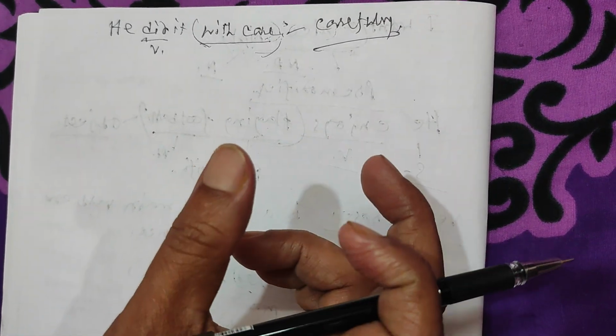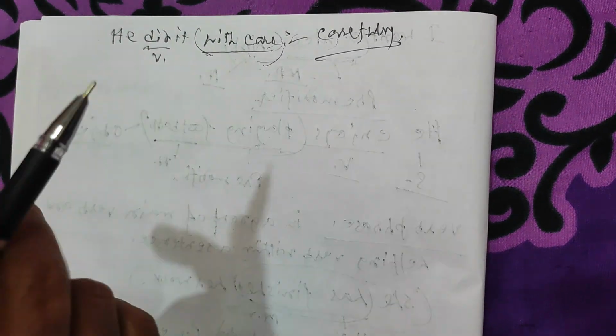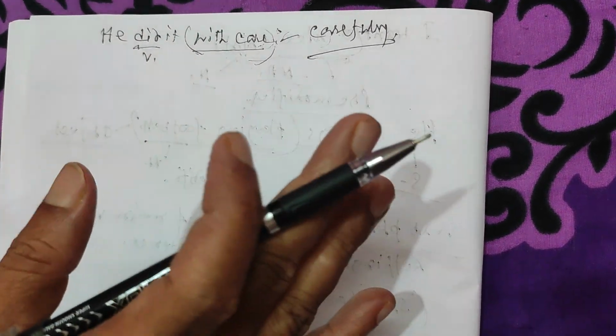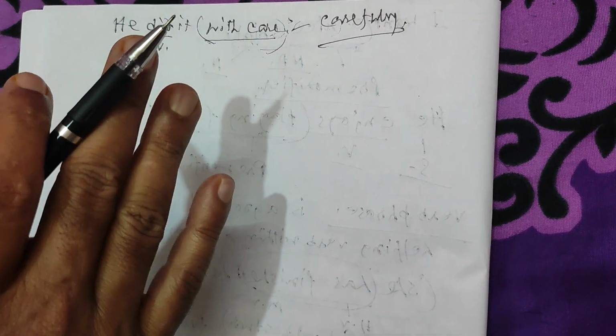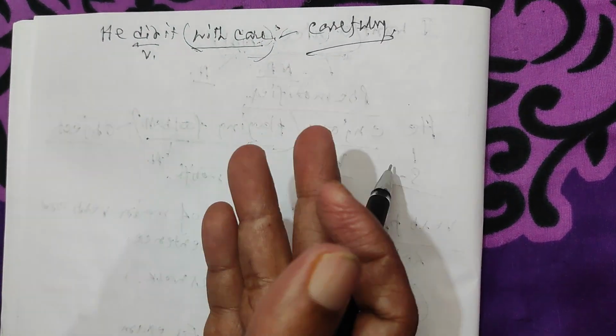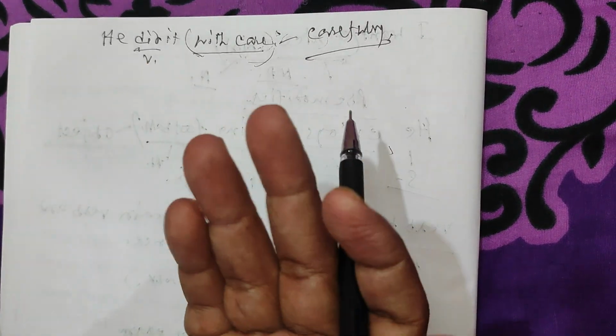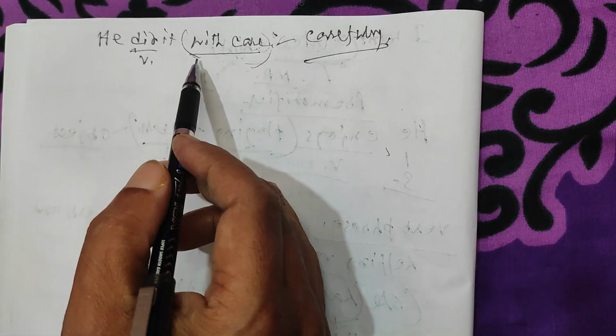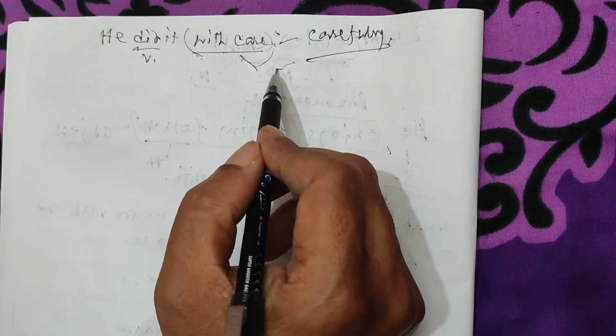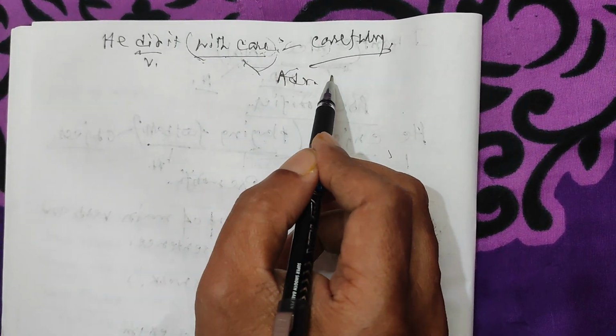Always remember that a phrase will always consist of more than one word. A one word phrase is not possible. More than one word working together, doing the role of different parts of speech. So he did it with care is an adverb phrase.